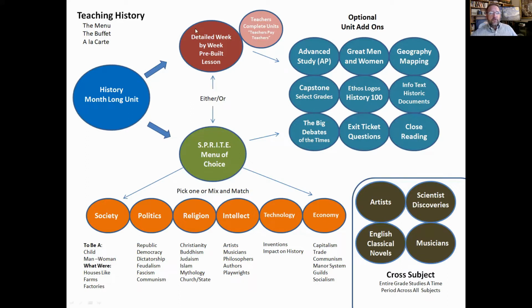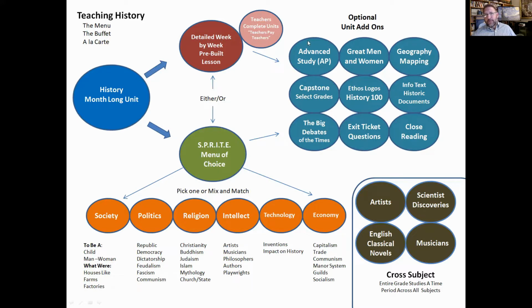And a month-long unit, we deliver a couple different ways. Talked about this in the digital offering, where it can be delivered week by week, day by day, pre-built. Think of this like Teachers Pay Teachers. So it's designed exactly the way it should be done and lessons delivered at a particular time. Inside of that build out, there's all kinds of ways to supplement or add to a particular unit.